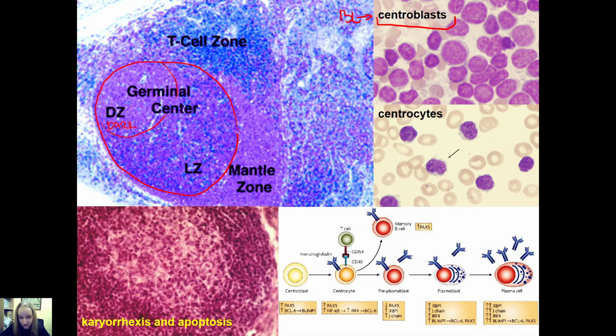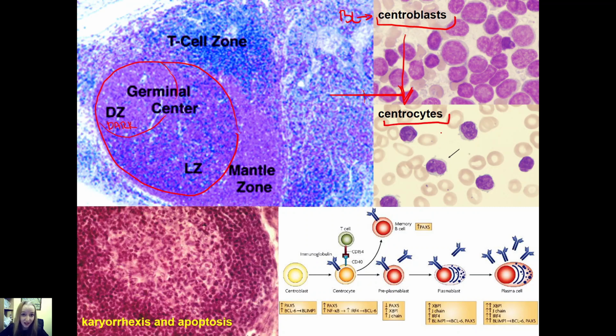After that, many of them die because they are not good enough. Many of them die, and some of them become another level, and that is, I'm sorry, sometimes this happens with my pen, I don't know why, but centroblasts will eventually become centrocytes.